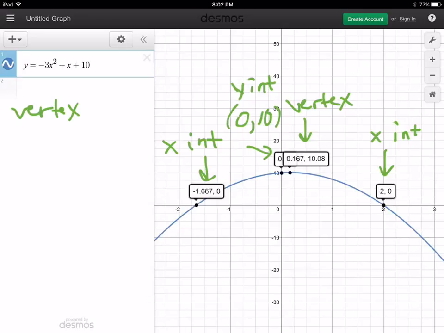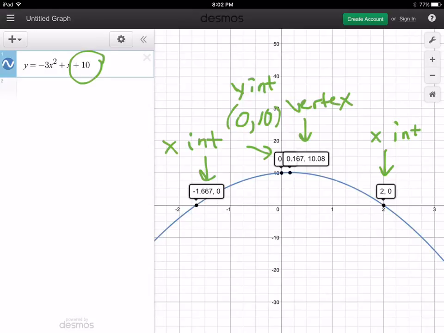So this is an equation in standard form, not vertex form. Now let's look at this one and see, can we tell from this equation any of these key features of the graph? Well, I definitely don't see the coordinates of the vertex like I did in vertex form. I don't see the x-intercepts. However, there is this connection with the plus 10 and the fact that the y-intercept was a 10.